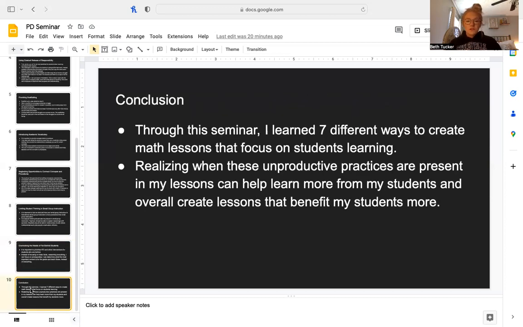So, in conclusion, through the seminar, I learned seven different ways to create math lessons that focus on student learning. Realizing when these unproductive practices are present in my lessons can help me learn more from my students and overall create lessons that benefit my students more.